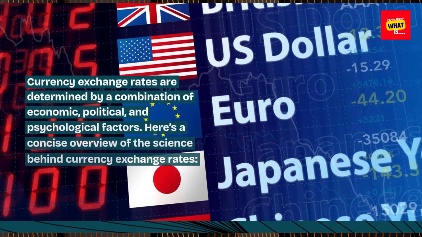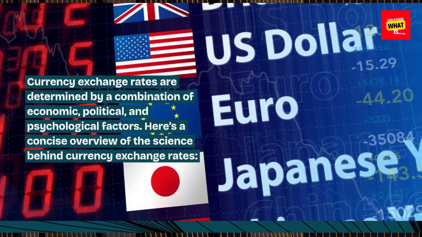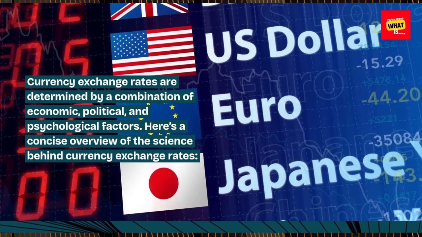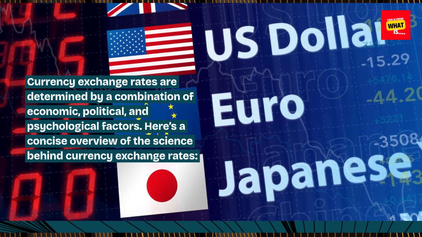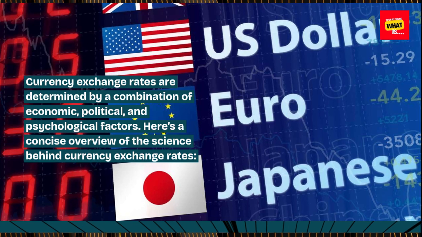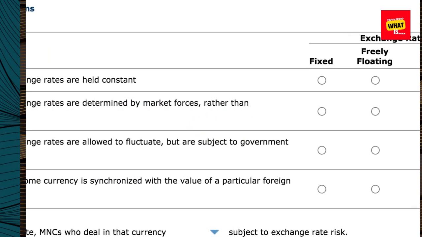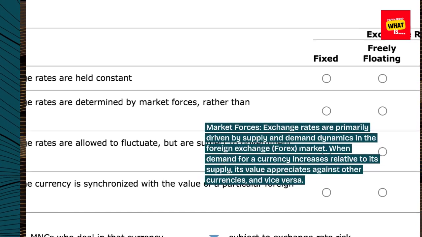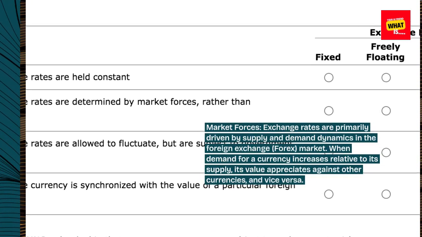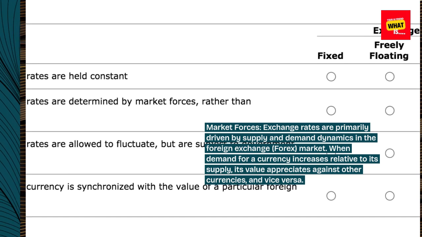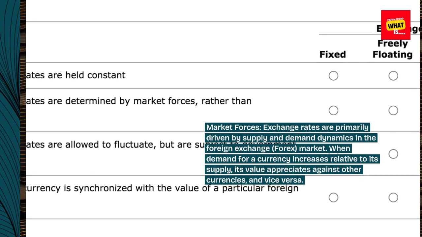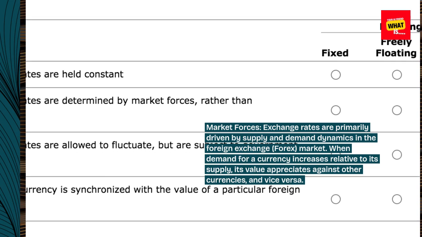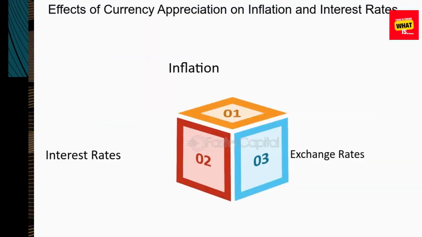Currency exchange rates are determined by a combination of economic, political, and psychological factors. Here's a concise overview of the science behind currency exchange rates. Market forces. Exchange rates are primarily driven by supply and demand dynamics in the foreign exchange (forex) market. When demand for a currency increases relative to its supply, its value appreciates against other currencies, and vice versa.